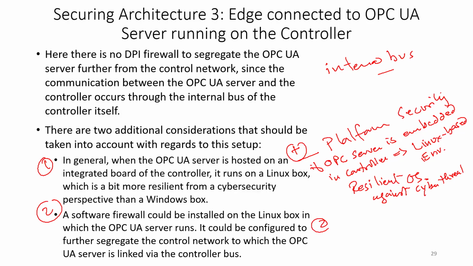The second thing is about the software firewall option. So even if there is no physical DPI firewall, we can configure a software based firewall on the Linux box itself. So this helps to ensure additional segregation between the OPC server and the rest of the controller network. And even if it's running internally through the controller bus, this architecture leverages the internal connectivity, but it still needs careful attention to platform hardening and internal control traffic.